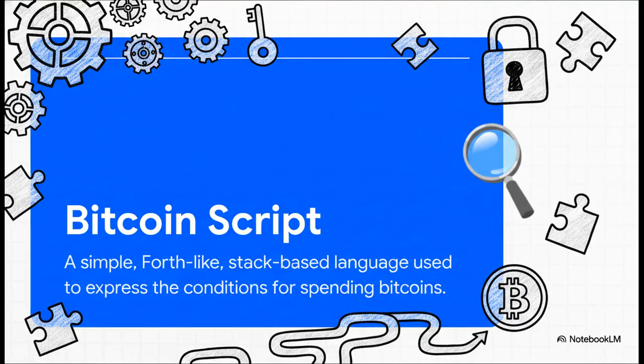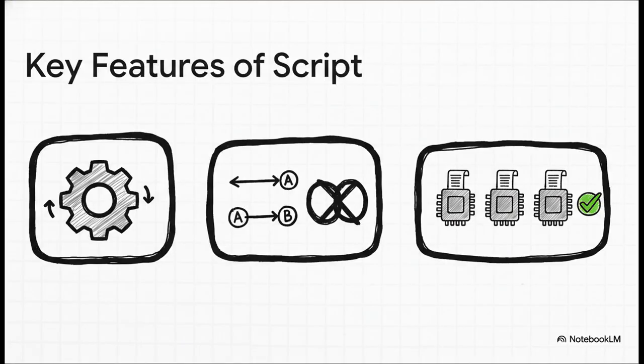This language is called, simply enough, Script. And it's not like Python or JavaScript, nothing you'd build a website with. This is a very, very specific tool, and it's designed for one purpose and one purpose only, to create an instruction manual, a kind of puzzle that someone has to solve to spend the Bitcoins that are locked up in a transaction. And here's the thing about Script.